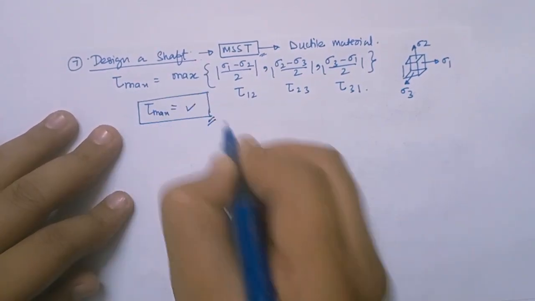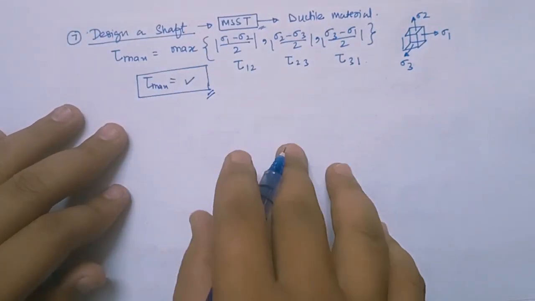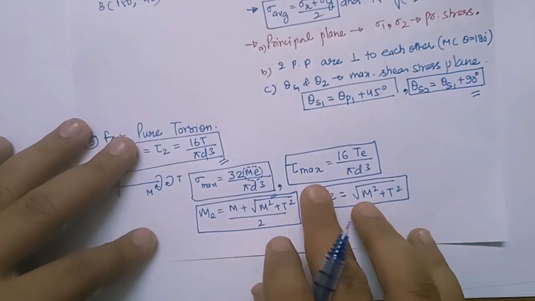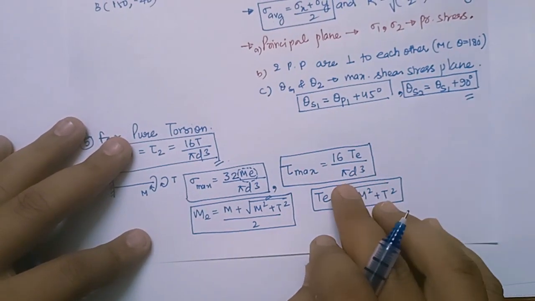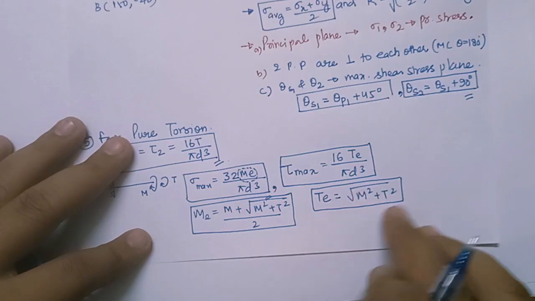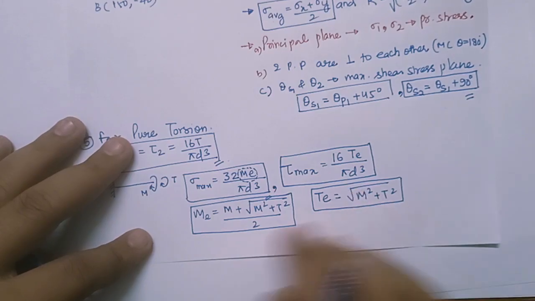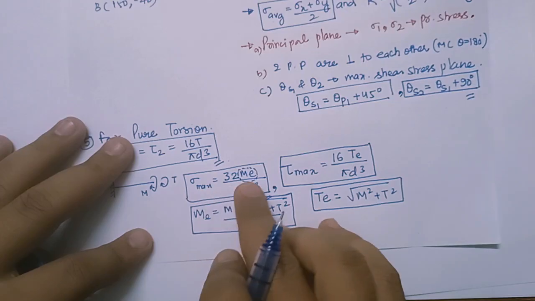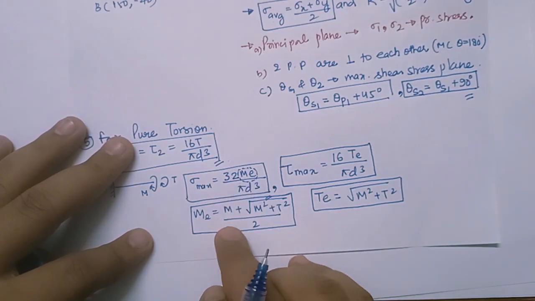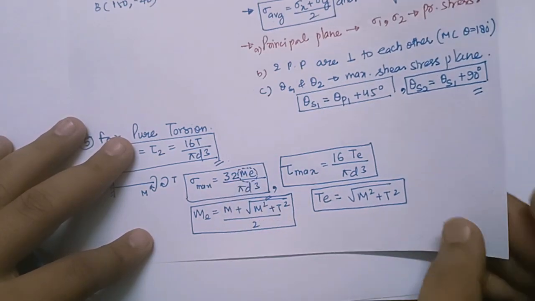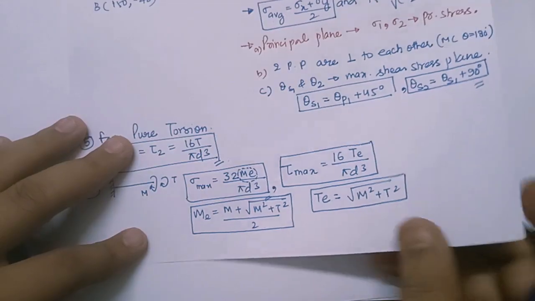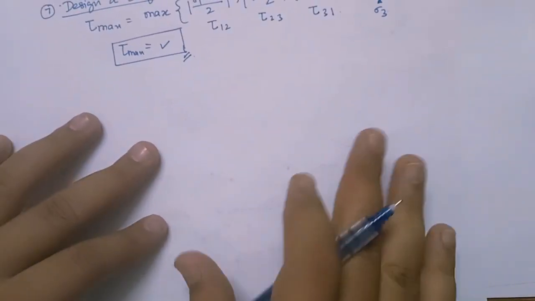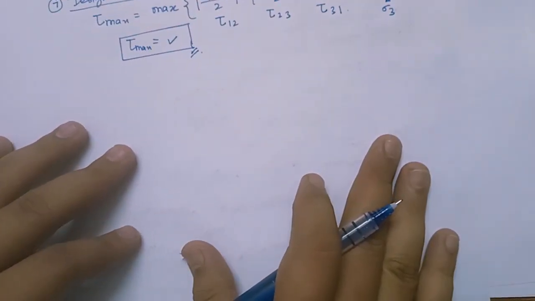This is for the design criteria, otherwise you can use the direct result, this one. Tau is 16 Te by pi d cube, and Te is under root M square plus T square. Similarly, in equivalent normal stress, 32 Me upon pi d cube, just replace Me by M plus under root M square plus T square, by 2. Clear? So these two things are given to us. Now this is all about principal stresses and strains.